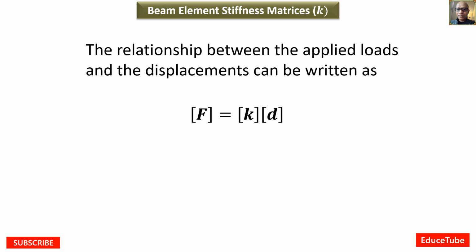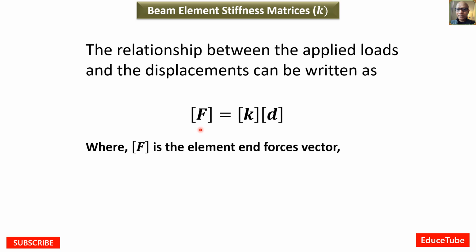The stiffness matrix for a member is used to express the forces at the ends of the member as a function of the displacement of the member ends. It's a very important point. Here F is a vector representing the forces acting on the element at its nodes. That's why we call this the element force vector.